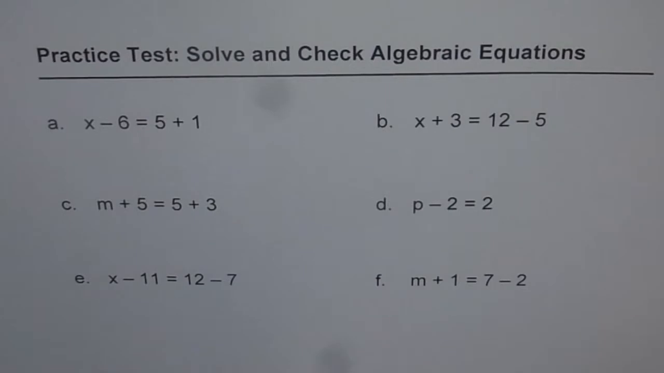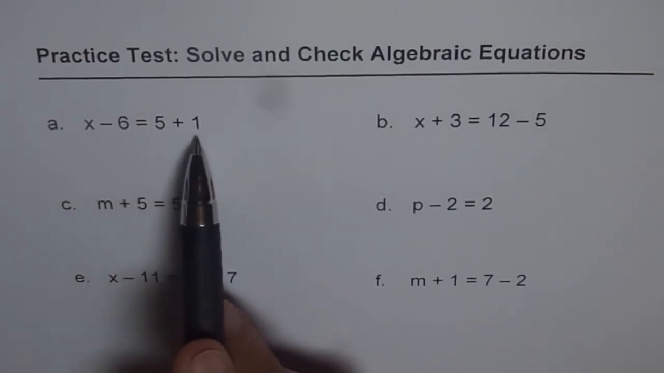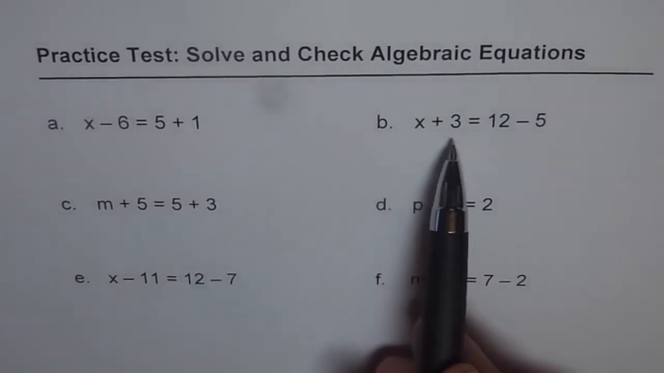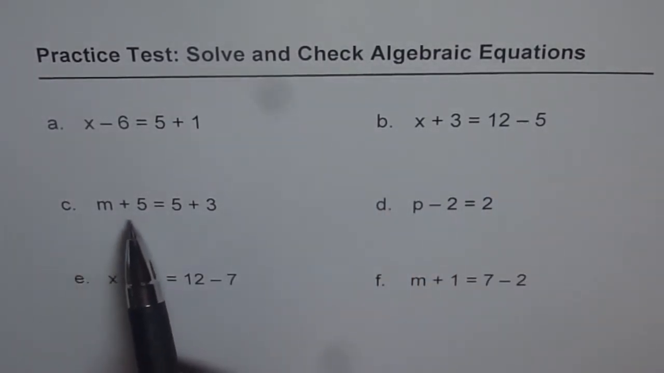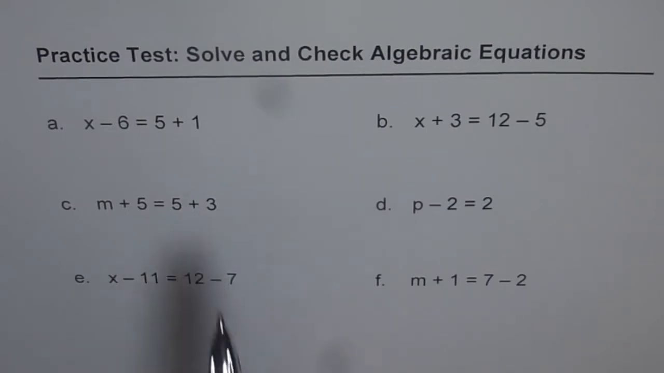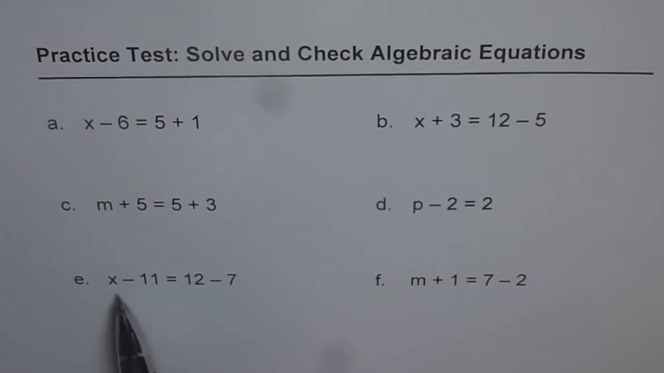The questions here are: A, x minus 6 equals 5 plus 1. B is x plus 3 equals 12 minus 5. C is m plus 5 equals 5 plus 3. D is p minus 2 equals 2. Then x minus 11 equals 12 minus 7, and m plus 1 equals 7 minus 2.